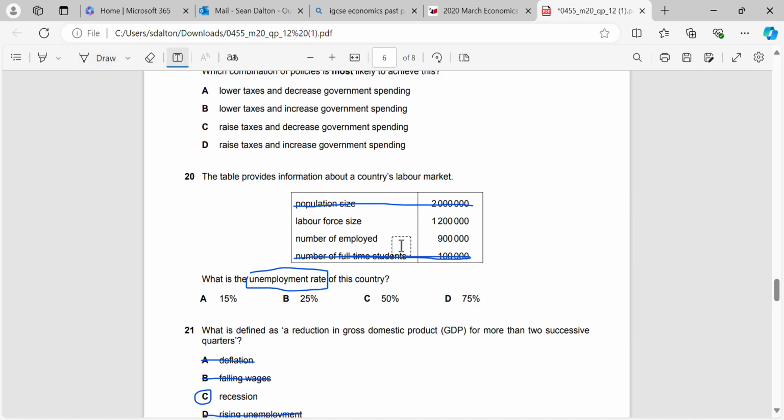So very simply, how we calculate it is labour force minus the number of employed. So 1.2 million minus 900k is going to give us 300,000, and that means that 300,000 people are unemployed. To calculate the unemployment rate, we take the number of people unemployed divided by the labour force size. So 300,000 divided by 1.2 million will give us 25%.